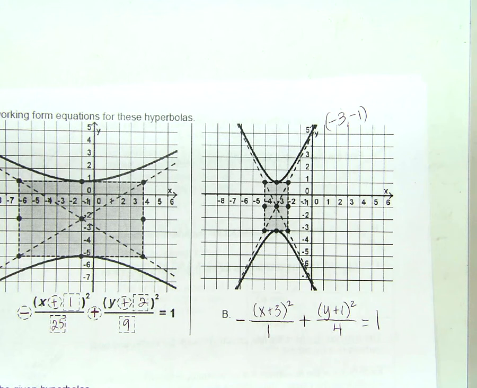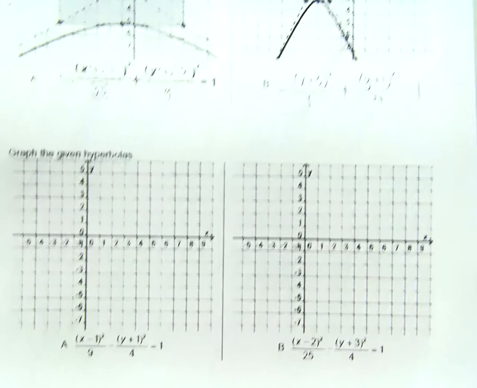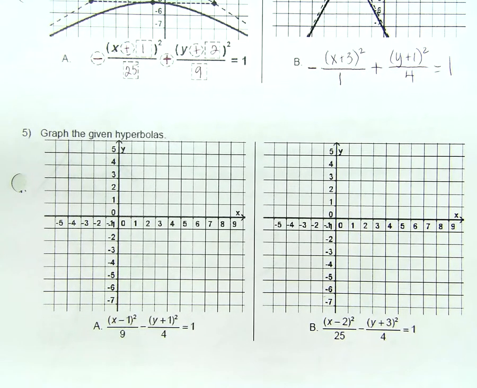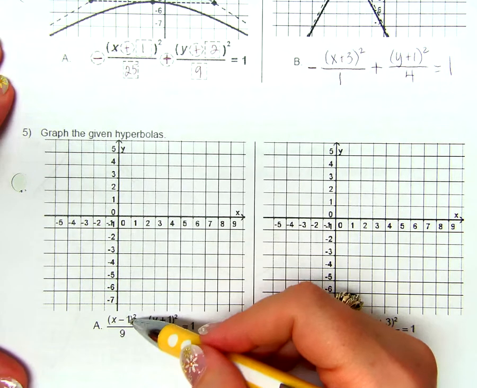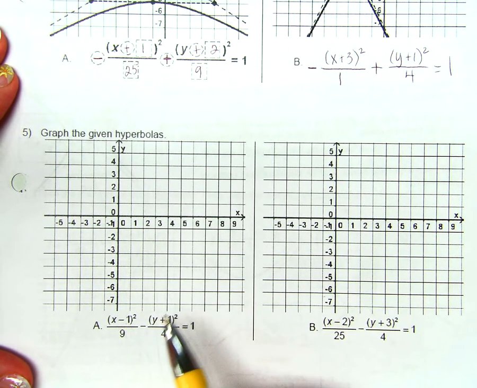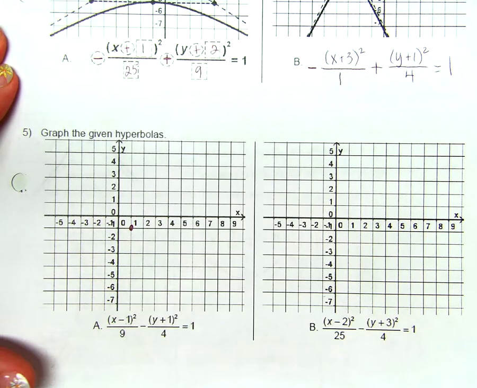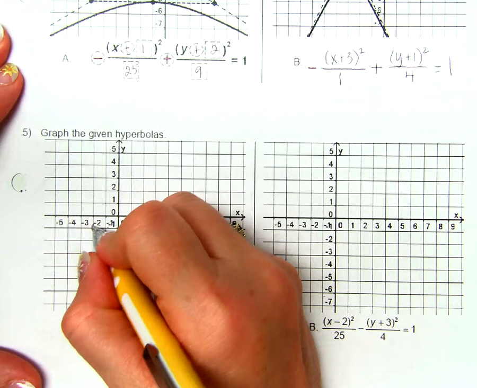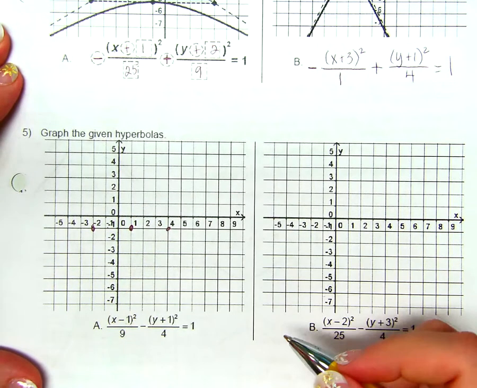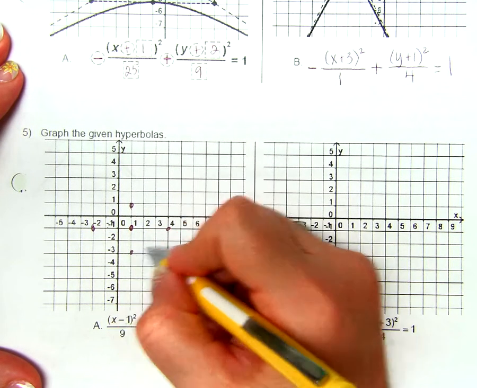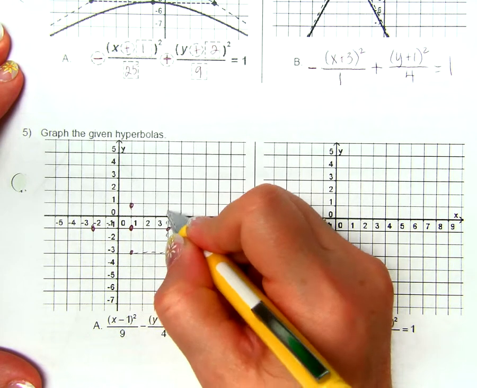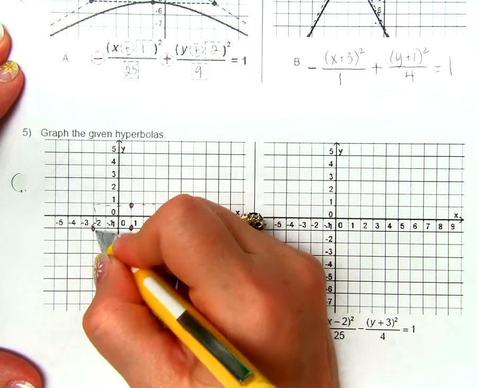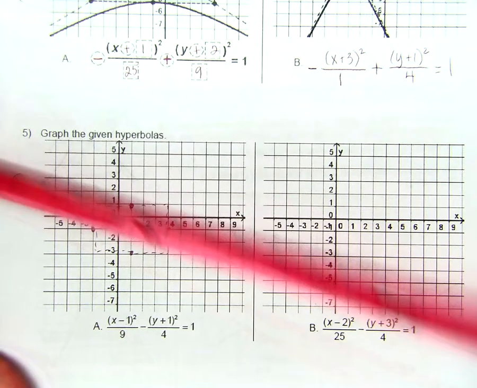Hard? Easy? Relatively in between? Number 5. More graphing. We're doing good on this? Okay. So my center is at (1, -1). To make my box, I need to go how far left and right? 1, 2, 3 left and right. And how far up and down? 2. Make my box. Connect my corners.